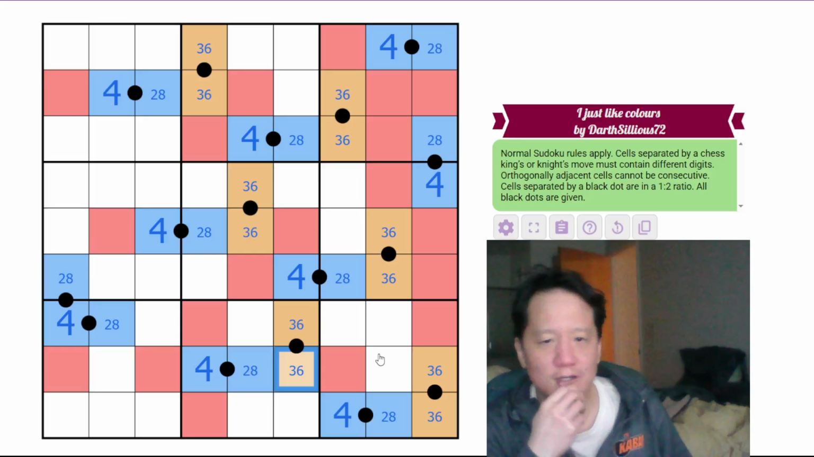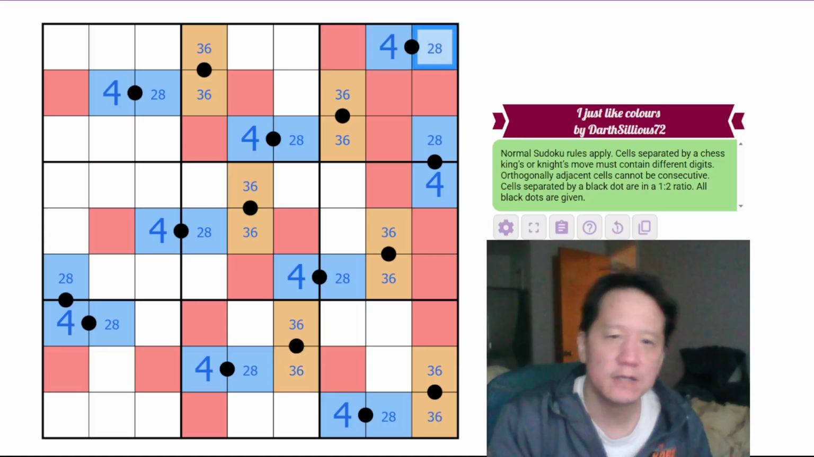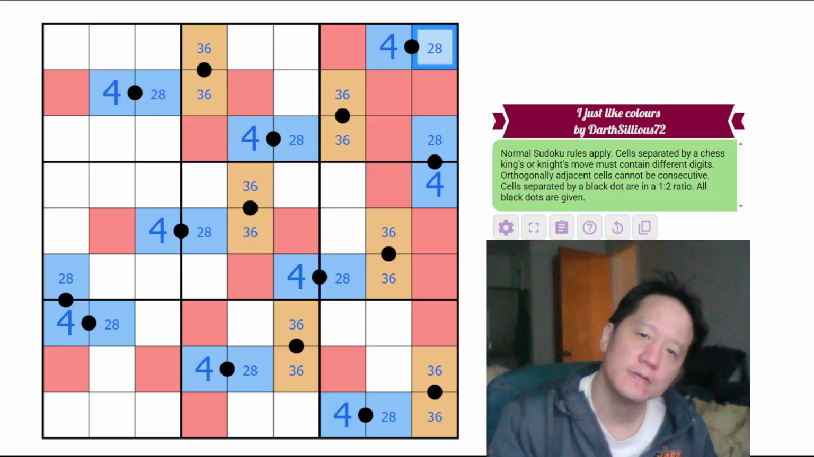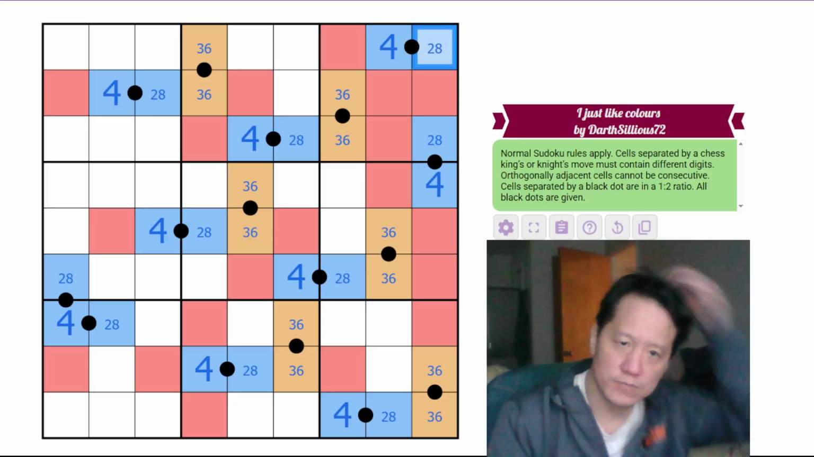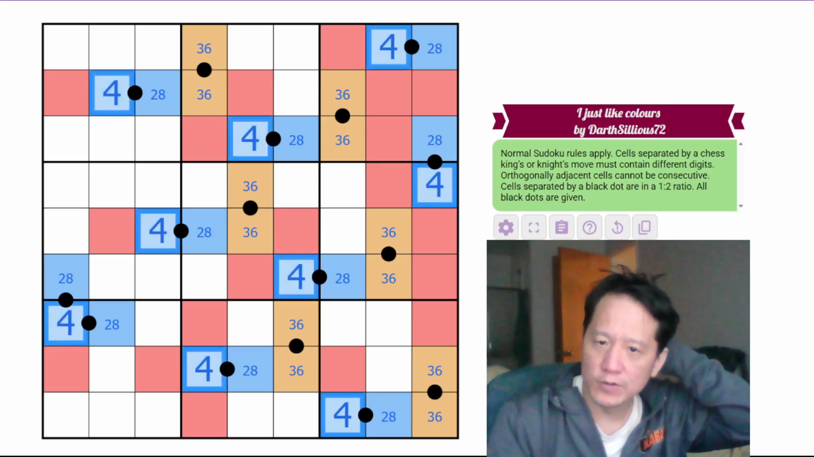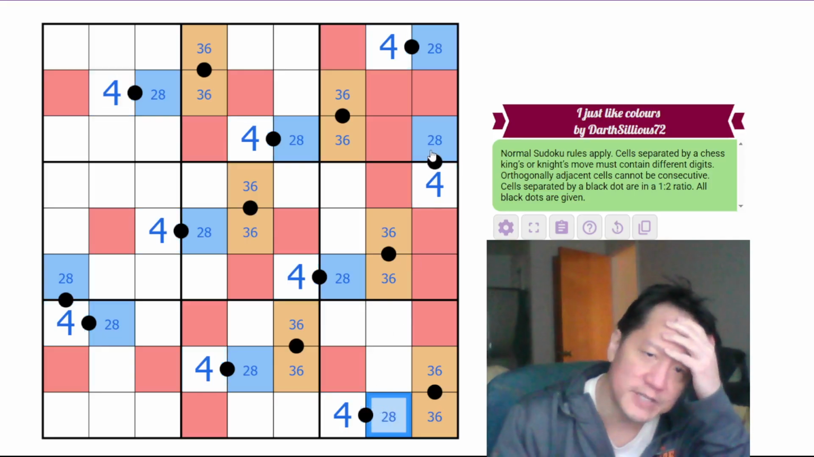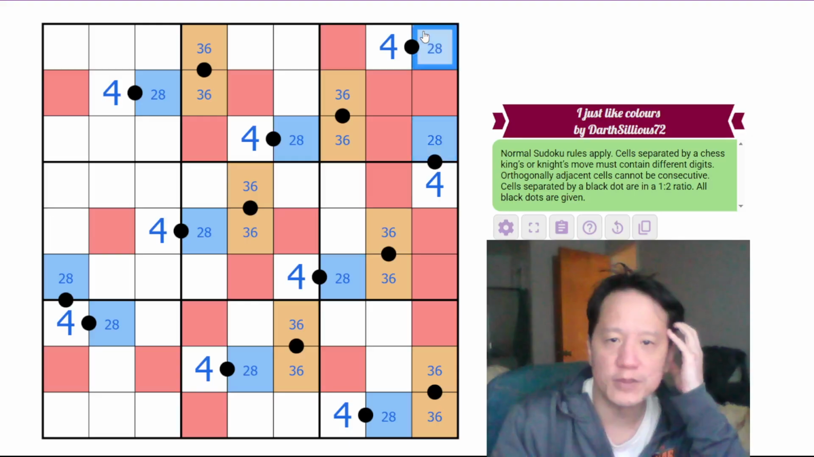So let's start labeling the 2, 8s. I guess we'll make this A. We don't need the blues anymore, the blue 4s. So let's remove those as blue. Let's make the 2, 8s blue and green. So we'll make this blue, which makes this green.